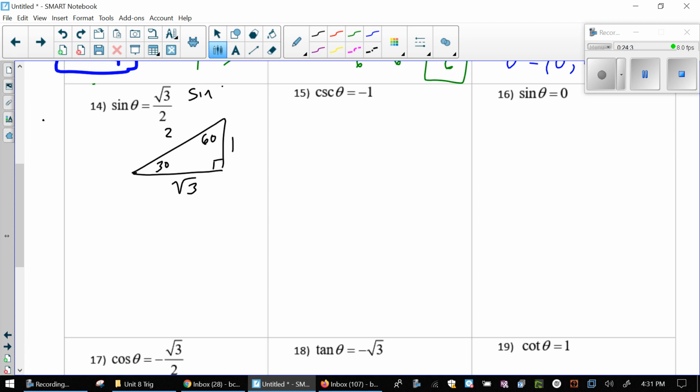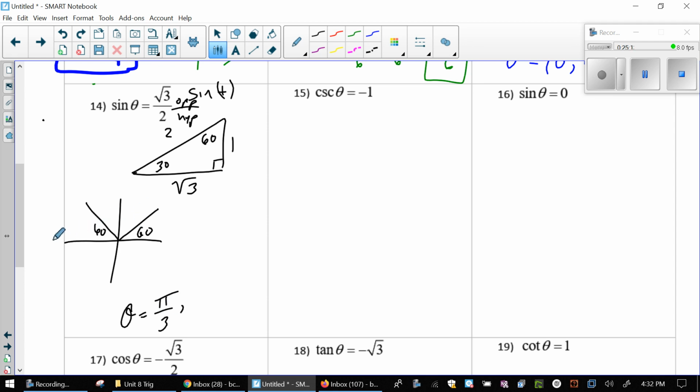Sine is positive. So in which quadrants is sine positive? And that's going to be in quadrant 1 and in quadrant 2. And sine, I like to match this up, is opposite over hypotenuse. So which angle is opposite root 3? That's going to be 60. So that means that this is 60 and this is 60. Okay, now again, you guys can do your work in degrees and then switch to radians, or we can start thinking about it as radians right now. So 60 as radians is going to be pi over 3.